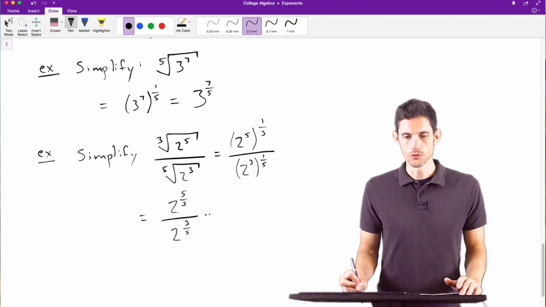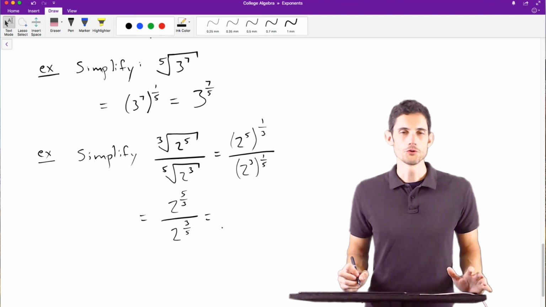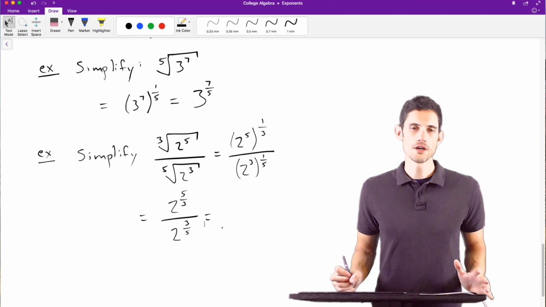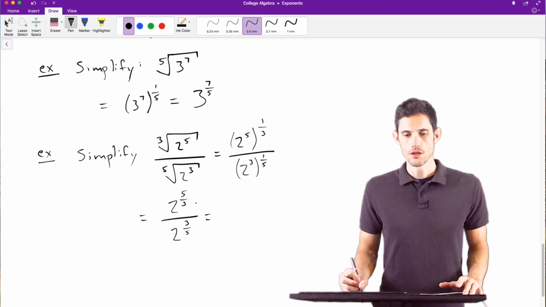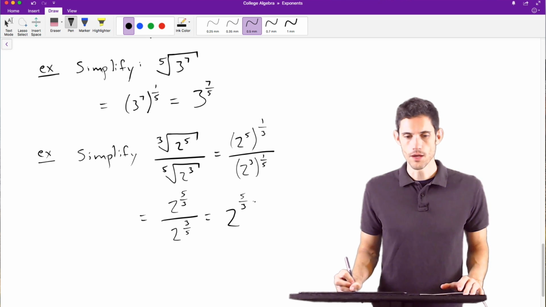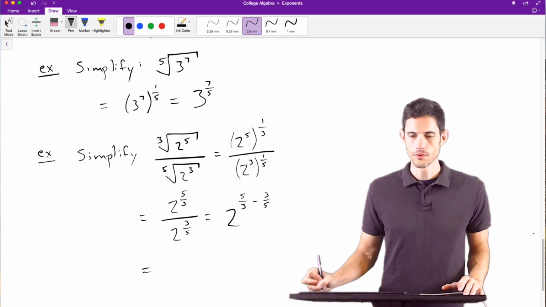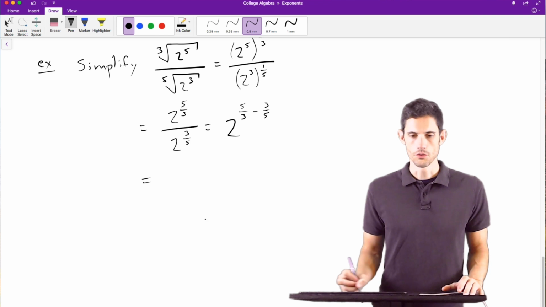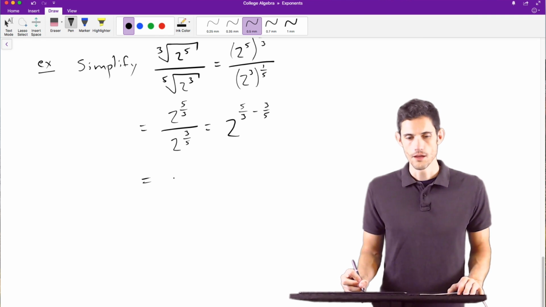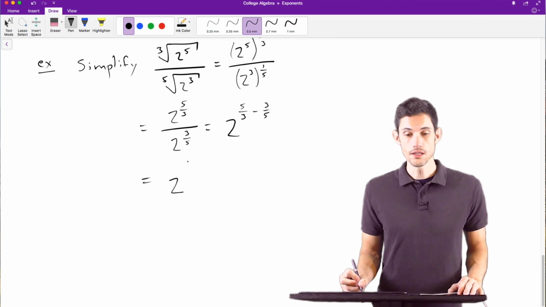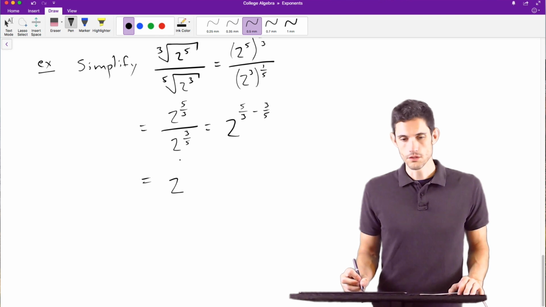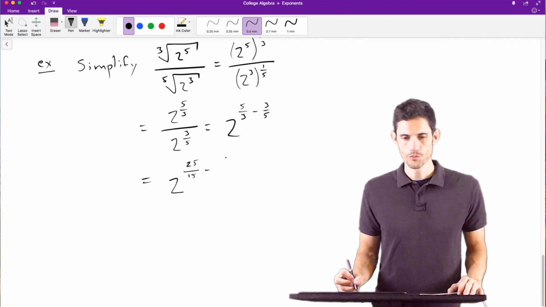And now I've got a quotient rule. The quotient rule is always the number on the top minus the number on the bottom. So this is 2 to the power of 5/3 minus 3/5. Now I've got to do a little algebra, a little arithmetic. I need a common denominator, so let's go with 15. So this is 25 over 15 minus 9 over 15.